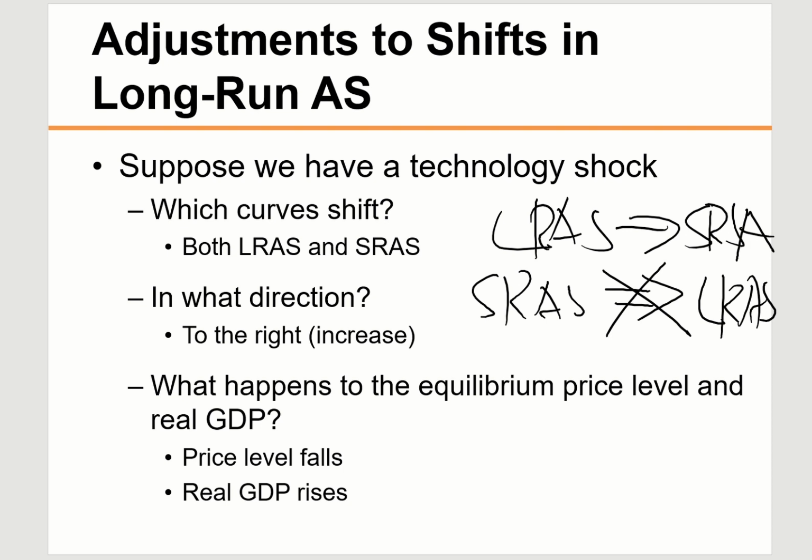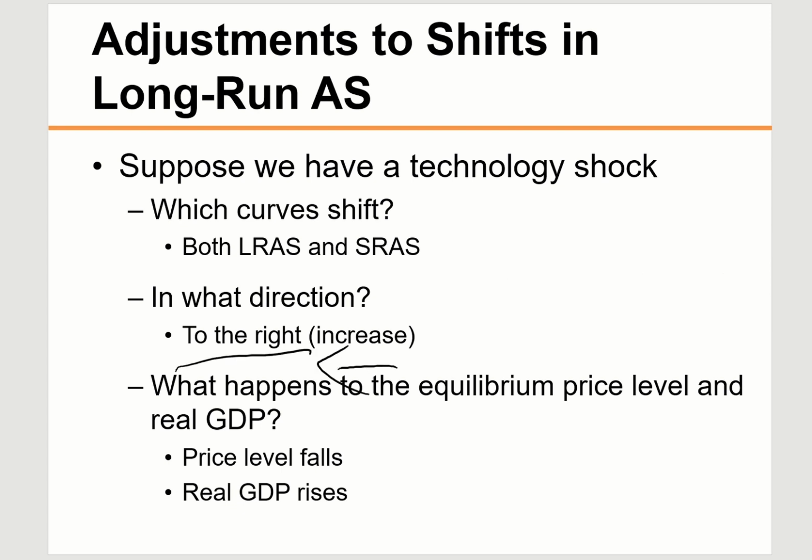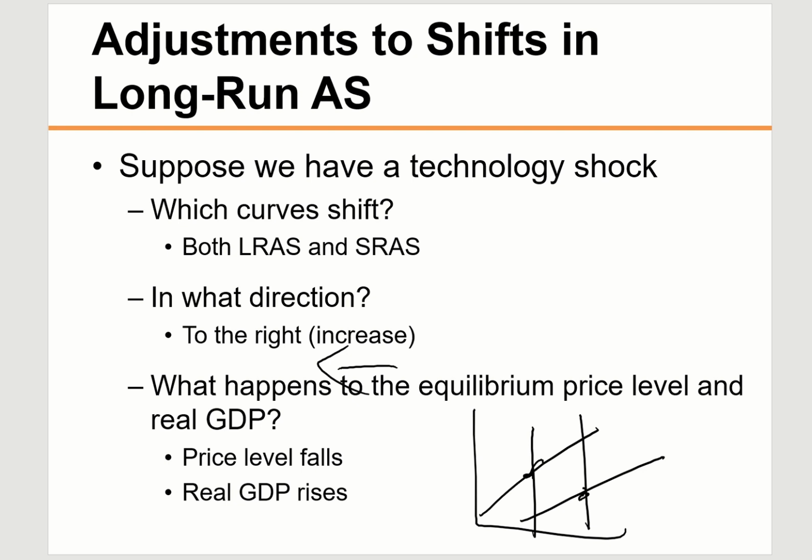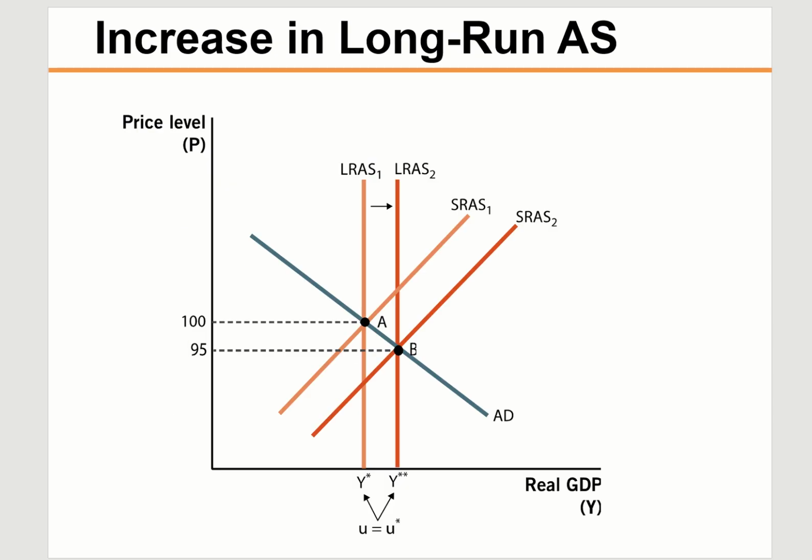And then the direction: if you're getting better technologies, then both will be shifting to the right. But if you ever lose technology, then both will be shifting to the left. And once you have the new shift, you can compare the new equilibrium with the old equilibrium, and then you will see how the price level changes or how the quantity changes, and that's your real GDP.